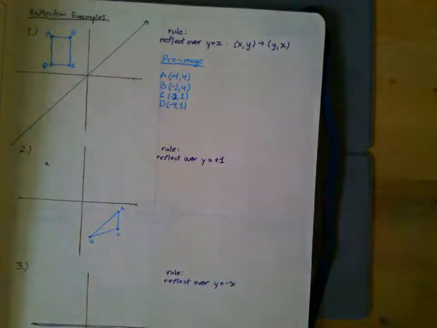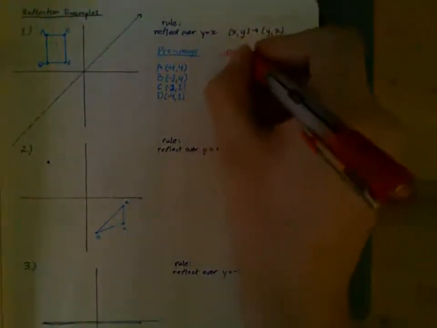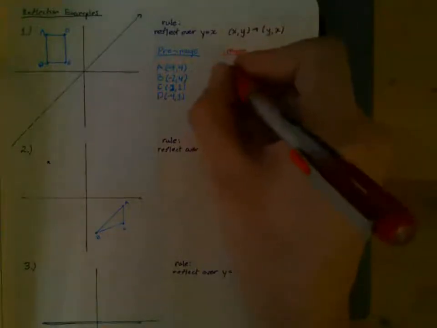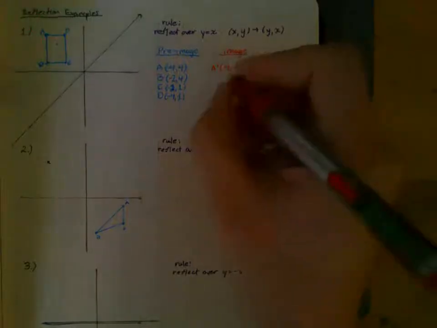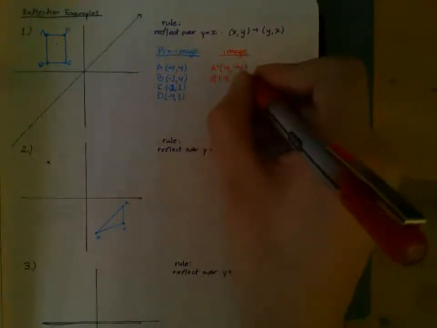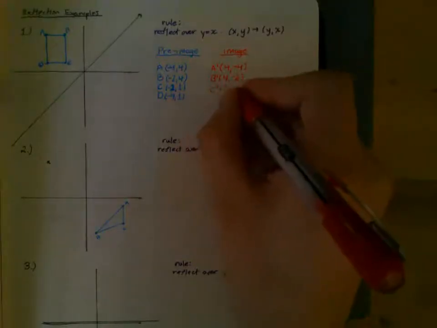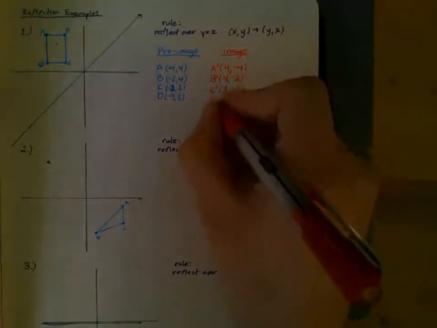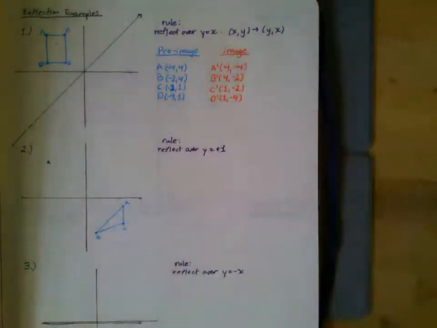All right, so if we apply that rule, my image should be that A prime is going to be 4, negative 4. B prime will be 4, negative 2. C prime will be 1, negative 2. And D prime will be 1, negative 4. Nothing too crazy.